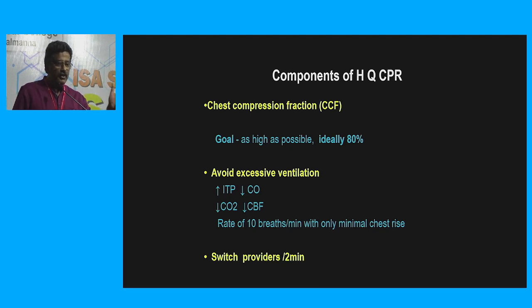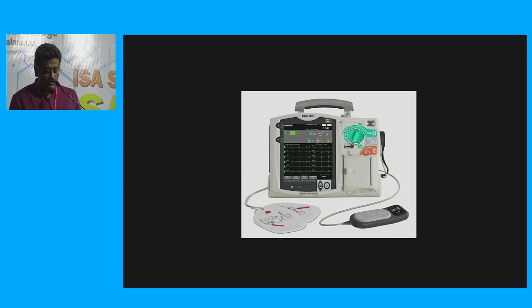So if the duration of arrest is 3 minutes, and you have done chest compression for 2 minutes, 2 by 3 comes to 60%. Earlier guidelines said 60%. Now they are saying ideally it is 80%. Basically, it is to say that your coronary perfusion pressure should not go down. So avoid excessive ventilation, switch providers, all this, it's very evident.